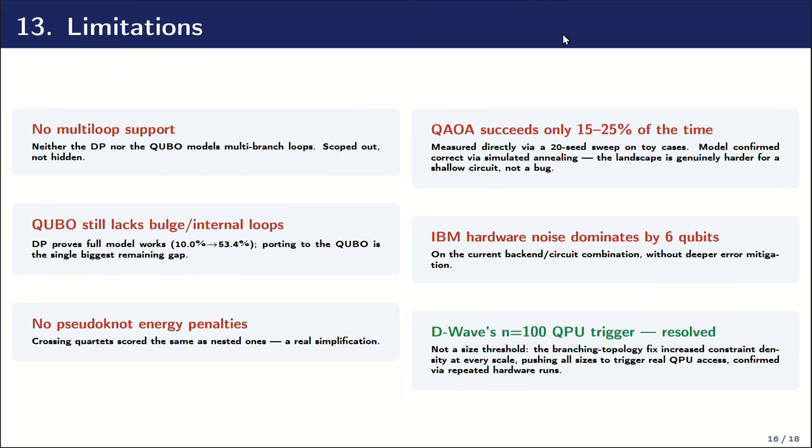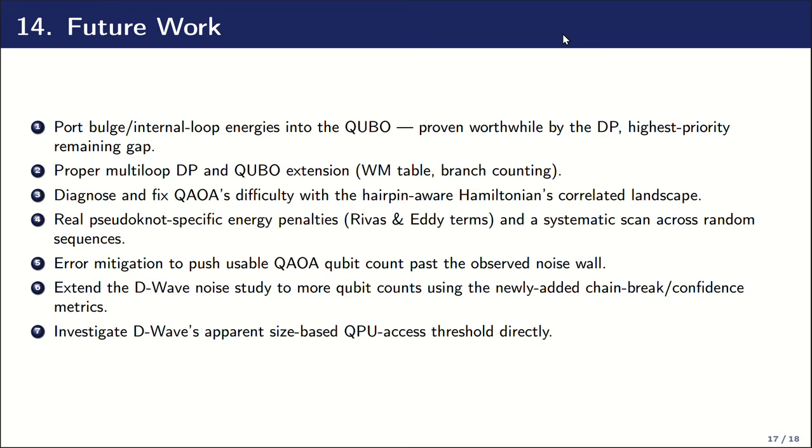QAOA succeeds only 15 to 25% of the time, measured directly, and I confirmed via classical simulated annealing that this is a genuine landscape difficulty problem, not a bug in my formulation. IBM hardware noise dominates by around 6 qubits on current hardware without deeper error mitigation. And D-Wave's qubit access trigger pattern, which sequences actually engage the QPU, I did resolve. It turned out to be caused by constraint density from the branching topology fix, not an unexplained size threshold, confirmed with repeated real hardware runs.